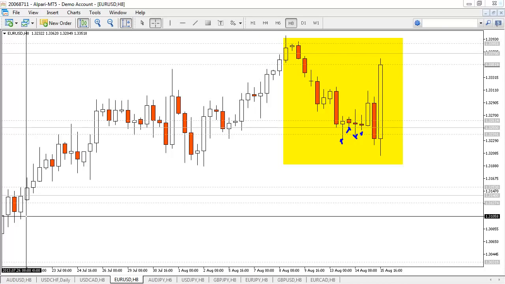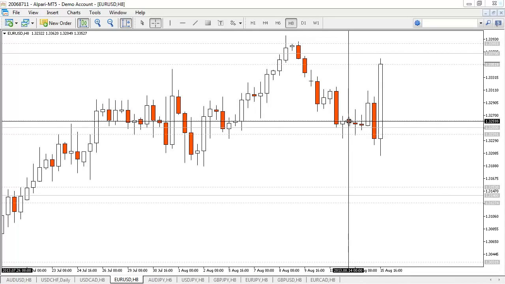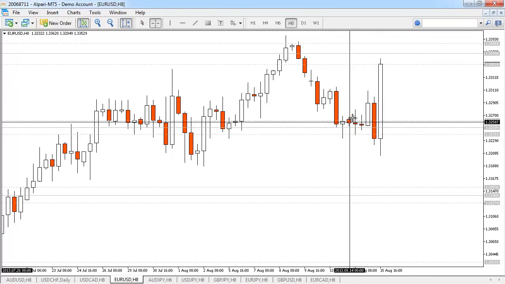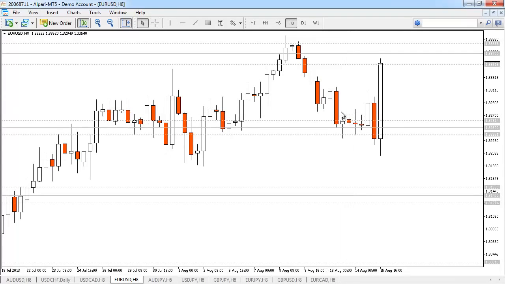The entry for this one wasn't at the top of the indecision candle because it was only 7 pips. It was a little close, so the entry was roughly here. I think most people got into this one at this candle. A lot of people got in on a retrace. But the point is, there were a lot of indecision candles in this one.